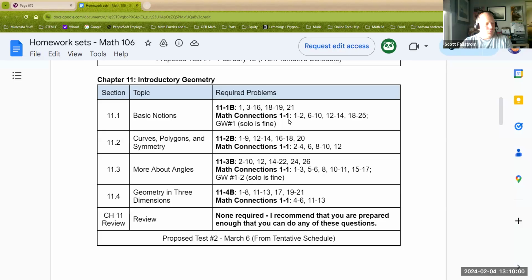So I've assigned 1, then 3 through 16, 18 to 19, and 21. So if you think about it, cut out 2, cut out 17, cut out 20. Now, there are a number of problems here because there's so much terminology that I want to make sure that everybody has that opportunity to make sure they understand how the terminology connects everything together.